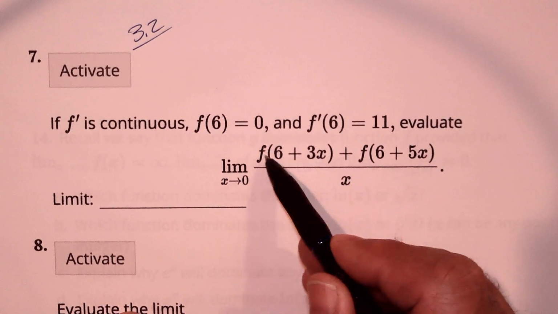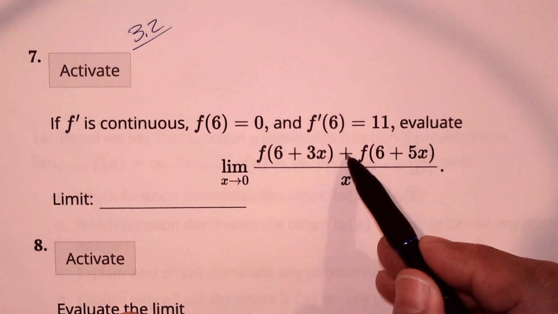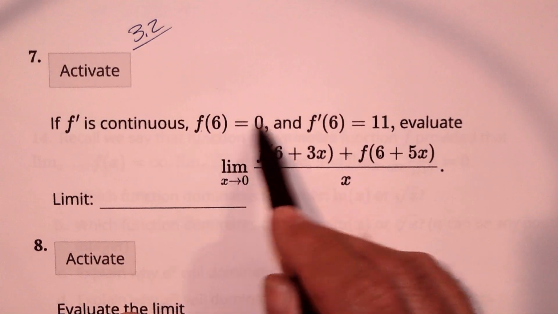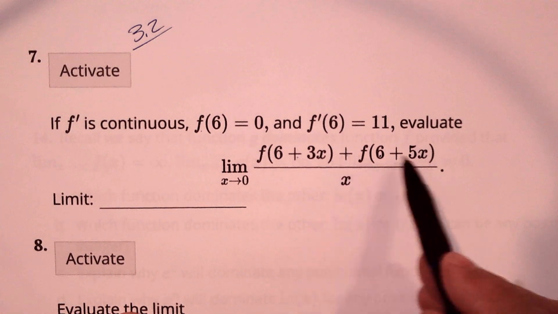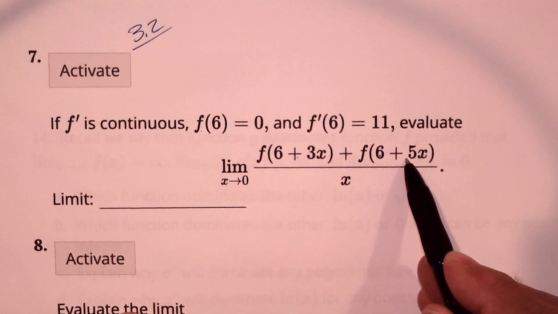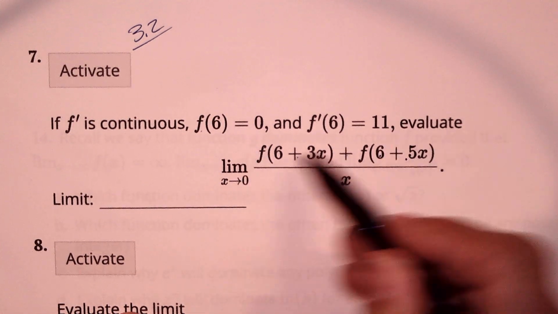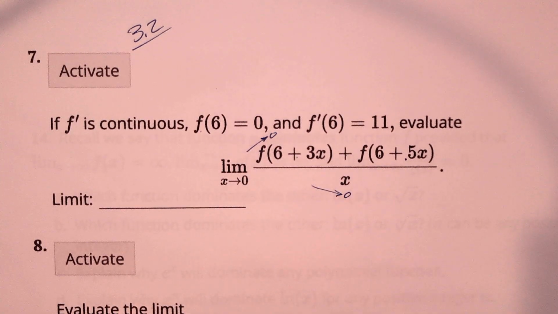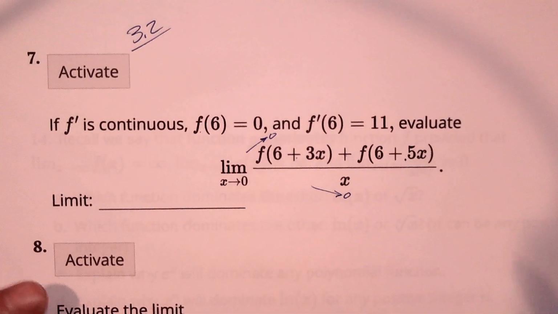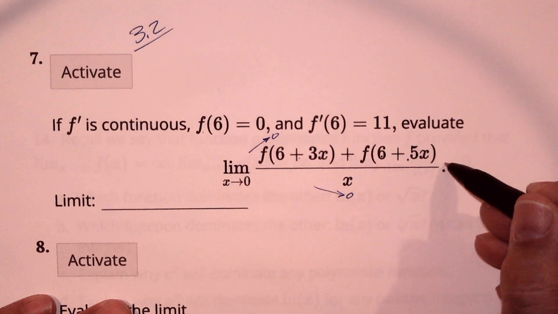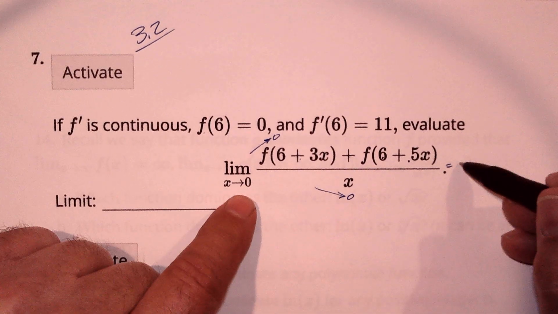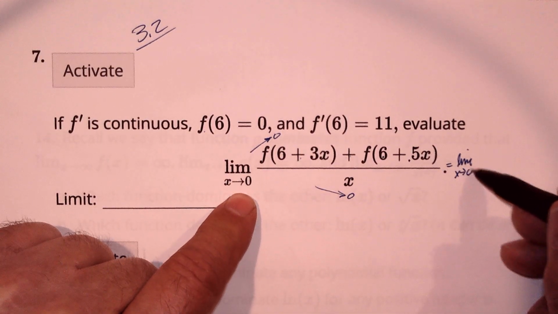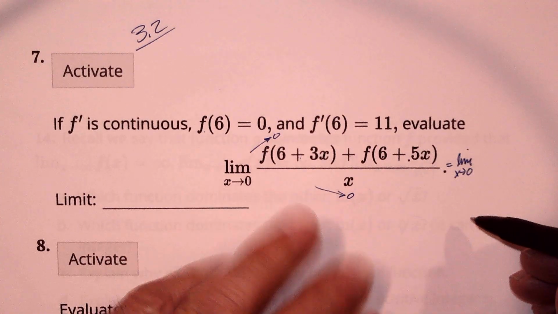If x is going to 0, we're going to get f of 6 plus f of 6. And if f of 6 is 0, we're going to get 0 plus 0. And x is going to 0, so the numerator is going to 0. The denominator is going to 0, so L'Hopital's rule applies, which says we can take the limit as x goes to 0 of the derivatives of this.